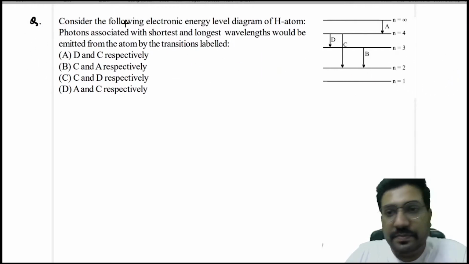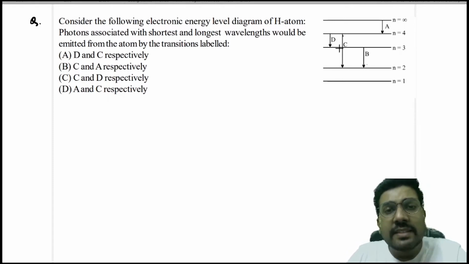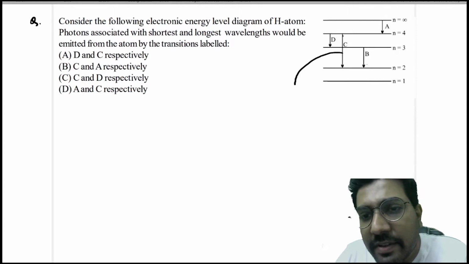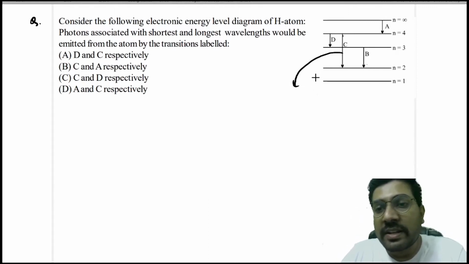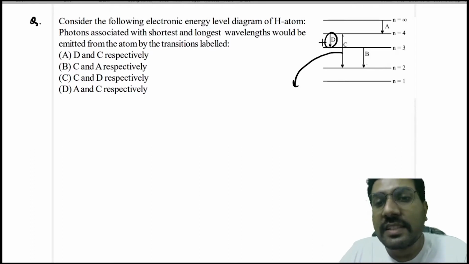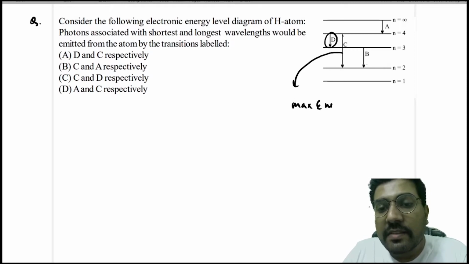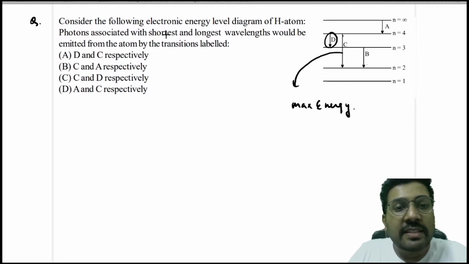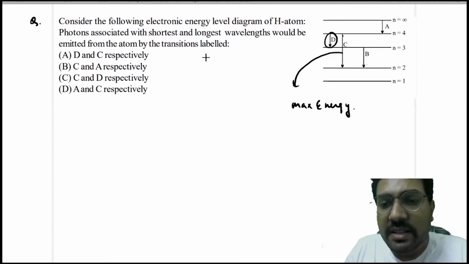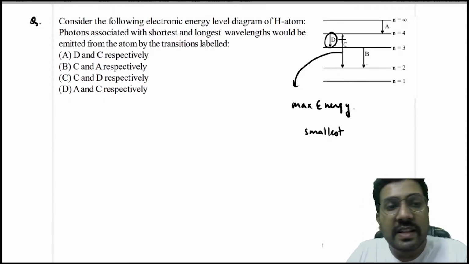Now from here you can see this is Balmer series, this is Balmer series, right? And in any series the energy keeps on increasing. This is the second line, so this will have more energy, and comparatively this is the first line of Paschen series, obviously this is less energy. So this is the maximum energy, and they are asking you about photons associated with the shortest wavelength. Maximum energy means the smallest wavelength. So I'll write the smallest wavelength is C.